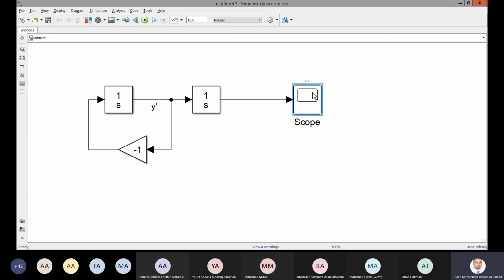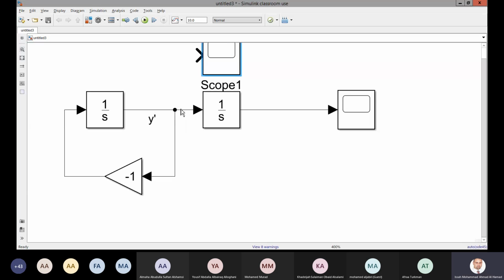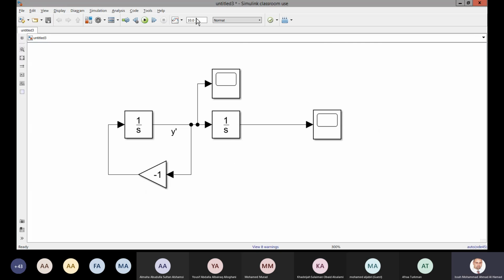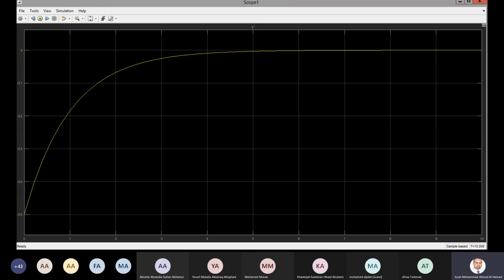Exactly. So you add another scope here, and this scope will be y prime. So you can take a branch from here and connect it to the scope. Now you can run, then you can get the value of y prime versus t.